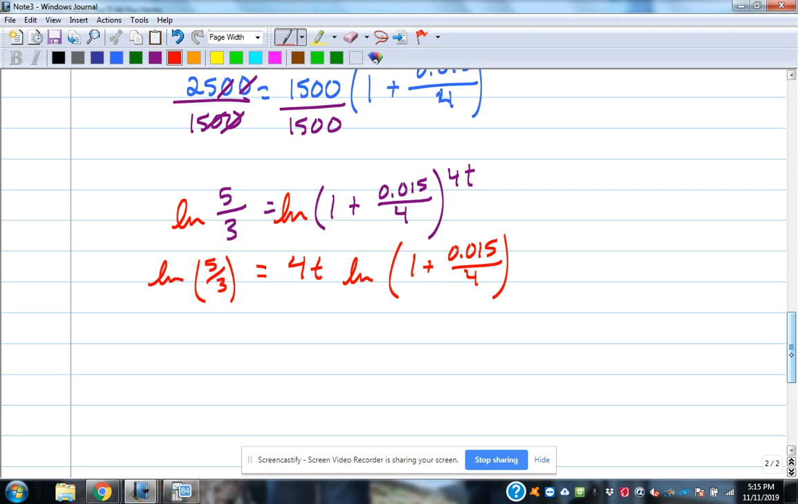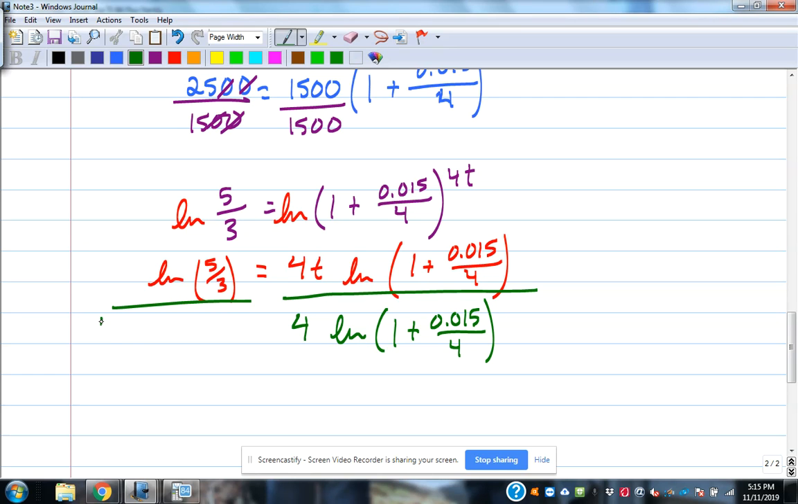They're multiplying all that stuff. So to undo that, I need to divide by what? Everything except what? Just t. I can actually divide by the 4 with that because it's just a number, just like this stuff inside the natural log is just a number. So if I divide both sides by that mess, that's going to cancel out everything except for t.